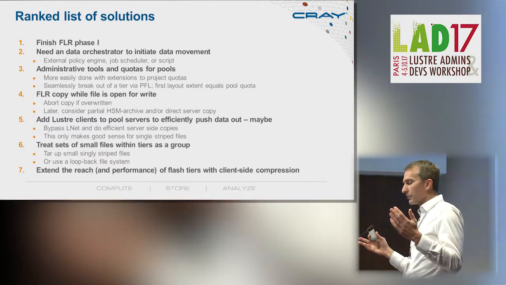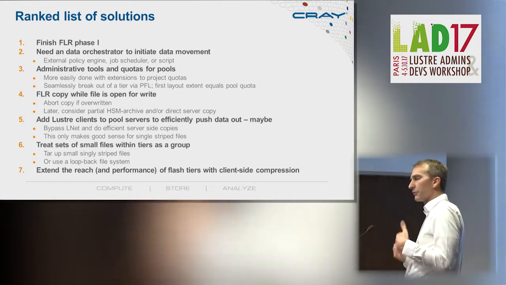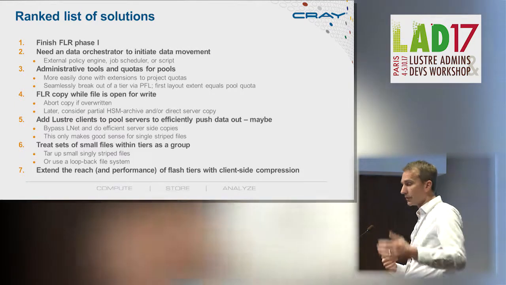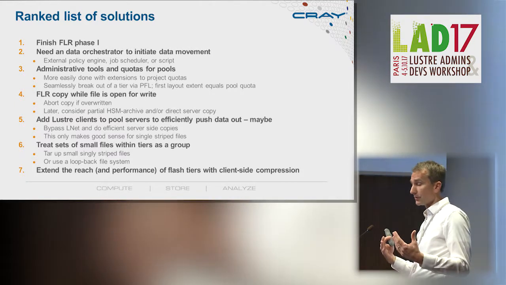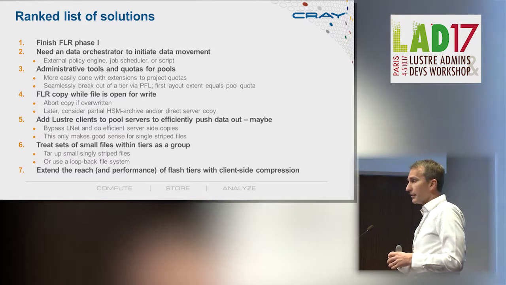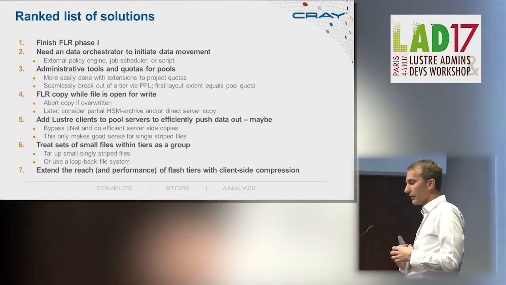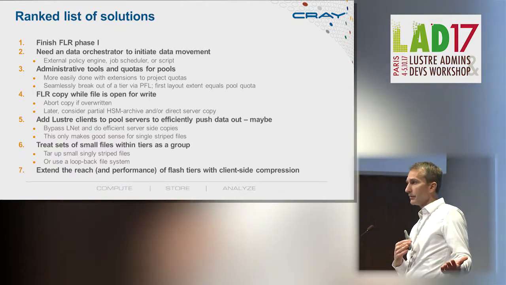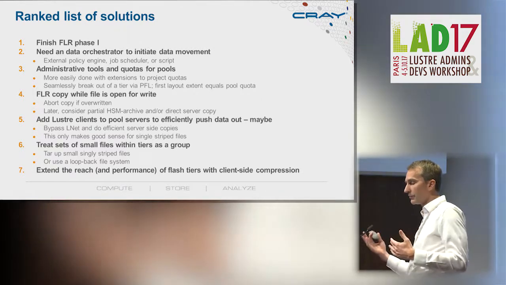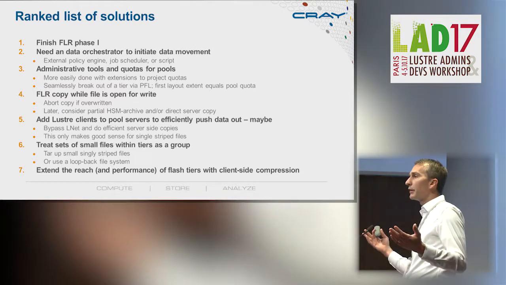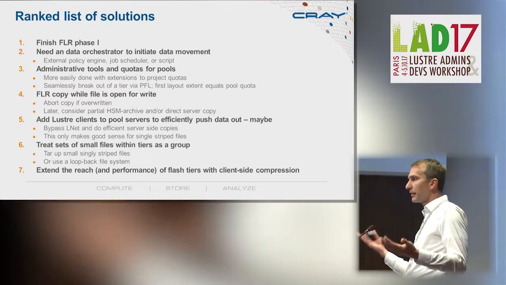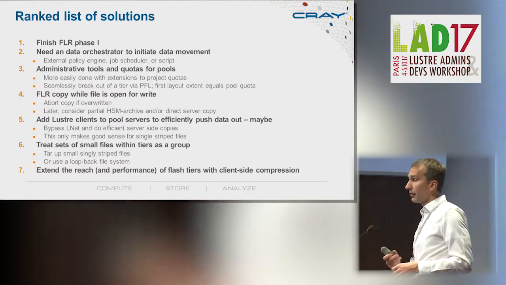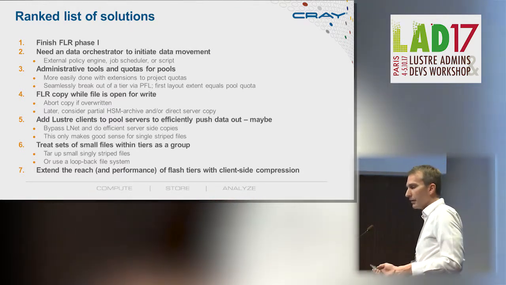And so again, we want to treat small files with tiers as a group, so we might want to think about tarring those up. We might want to think about, as Karsten talked about earlier today, having a loopback file system. And then last but not least, I think we need to consider the client-side compression, because instantly, we talked about how limited these tiers are. We'll be able to essentially maybe more or less double, depending upon the compression that we could get, the reach, and also the performance of these things, right?